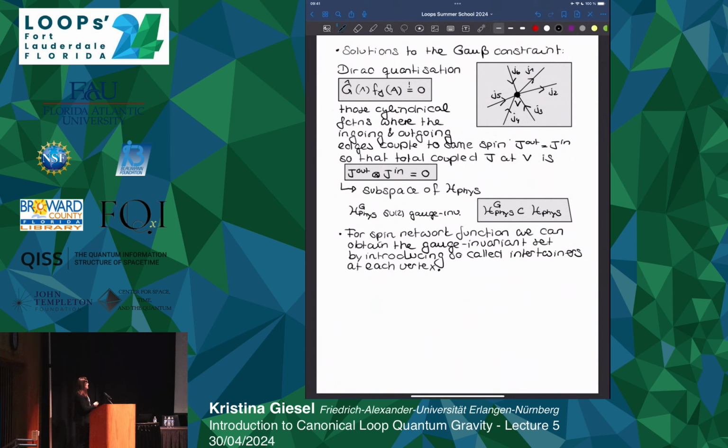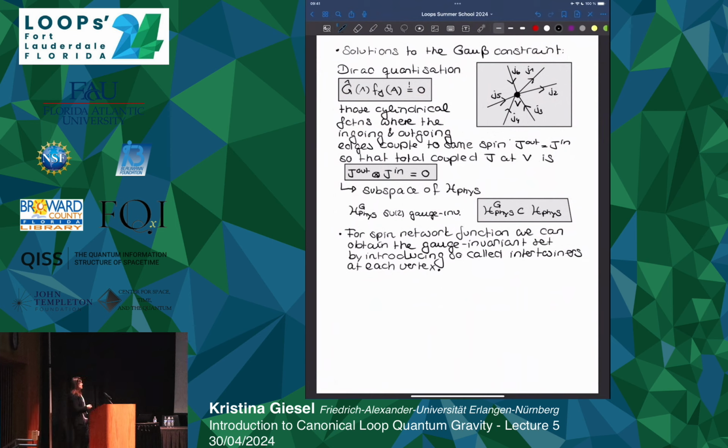Now, since they can also couple in general to a non-vanishing spin, this is a subset of cylindrical functions or spin network functions where this is the case, which means if I collect all those, I get the SU(2) gauge invariant subspace of my physical Hilbert space, which is then indeed the final physical Hilbert space because I solved the Hamiltonian, the diffeomorphism, and finally also the Gauss constraint via Dirac quantization.